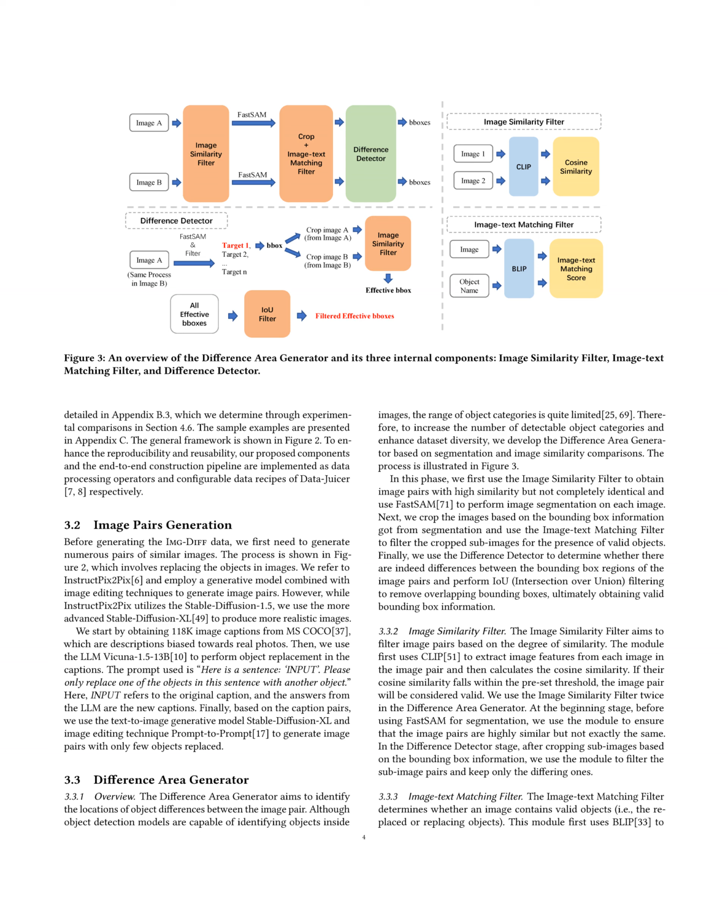Next, the difference area generator identifies the locations of object differences between the image pairs. This involves three main processes: applying the image similarity filter to ensure high similarity between images, using FastSAM for image segmentation to crop images based on bounding boxes, and employing the difference detector to confirm significant differences between cropped sub-images while filtering out overlapping bounding boxes.